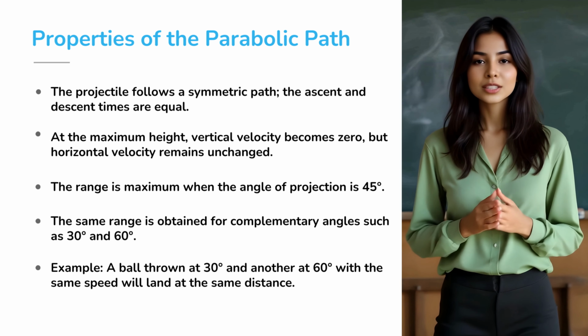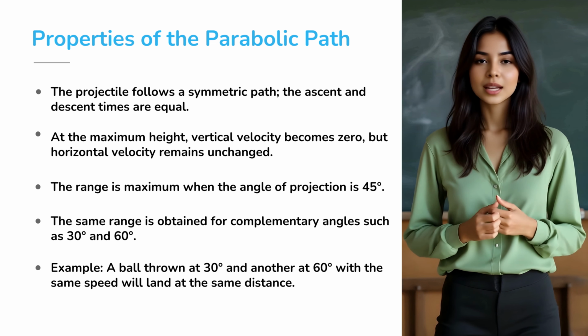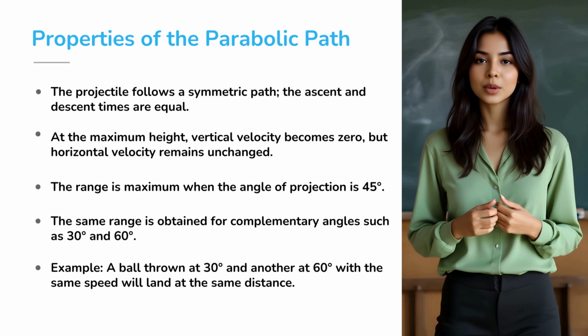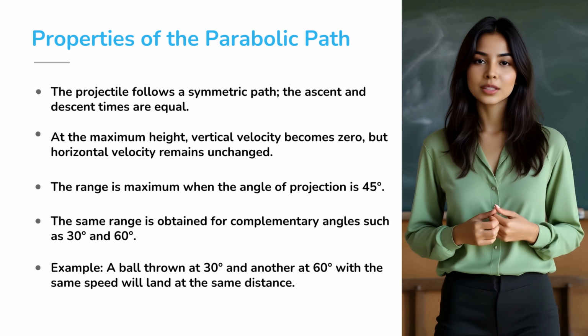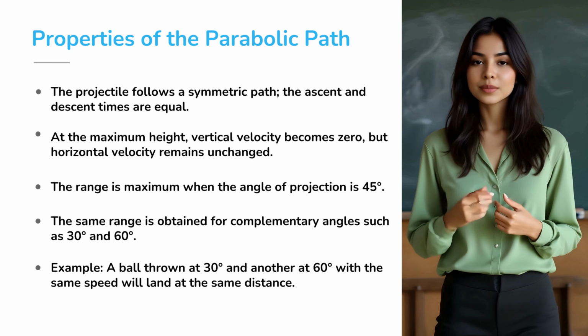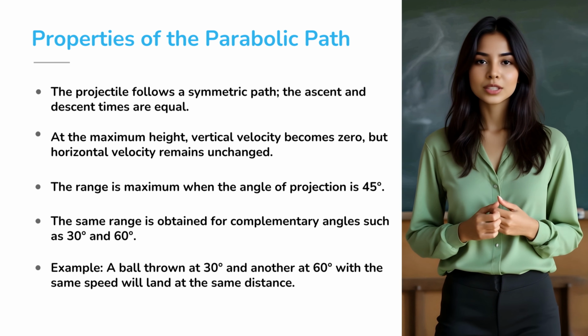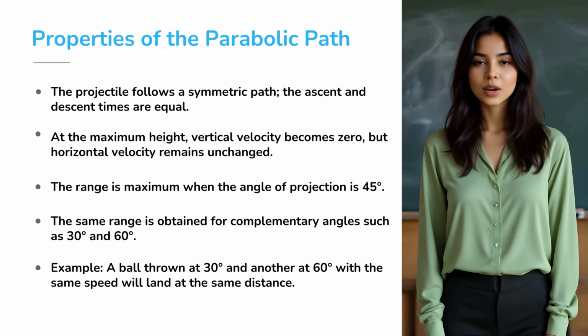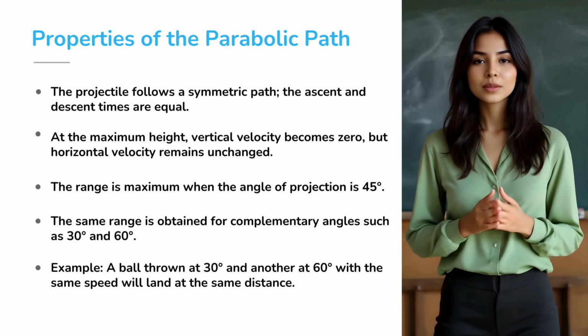Projectile motion has some fascinating characteristics that make it predictable and symmetric. The path is perfectly symmetric, which means the time taken to go up is equal to the time taken to come down. At the highest point, vertical velocity becomes zero, but the horizontal velocity stays constant throughout.